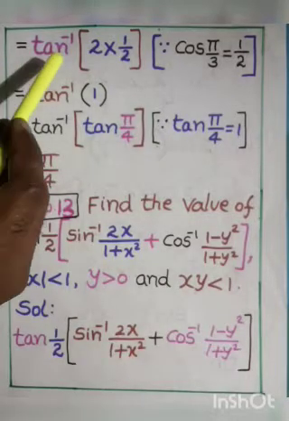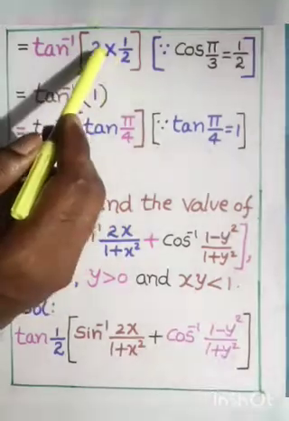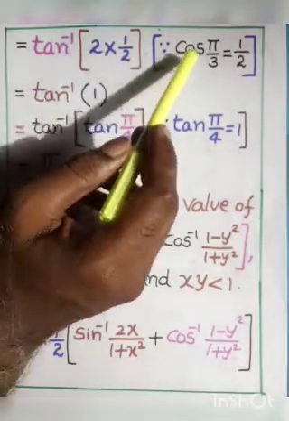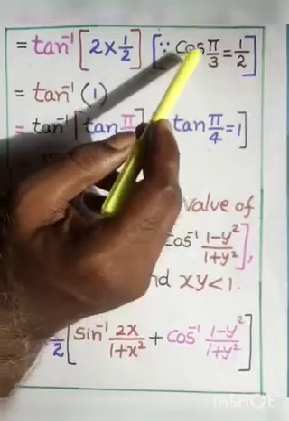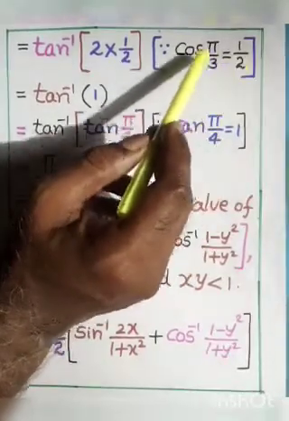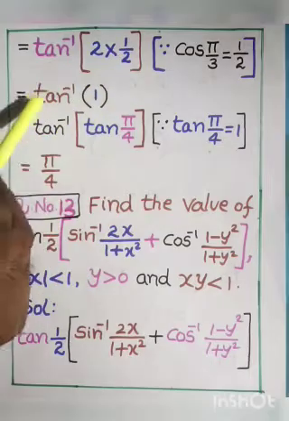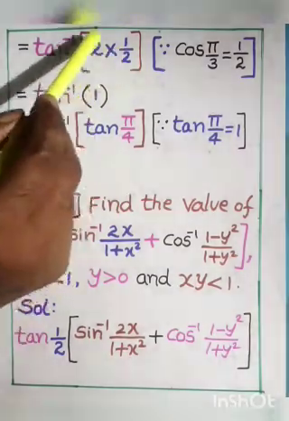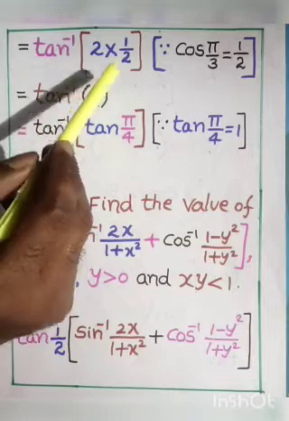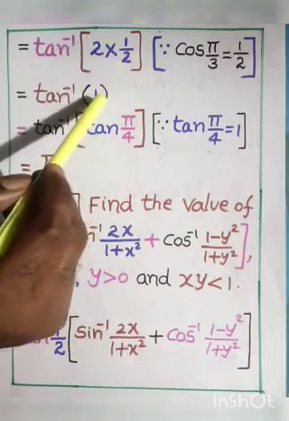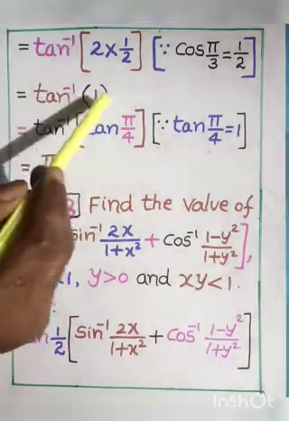That is equal to tan inverse of 2 into 1 by 2, because cos pi by 3, what is the value of cos pi by 3? 1 by 2. So we are substituting here the value of cos pi by 3. Then by simplifying this part, we get 1, 2 to cancel. Then we get tan inverse of 1. Understood this step, my dear children?